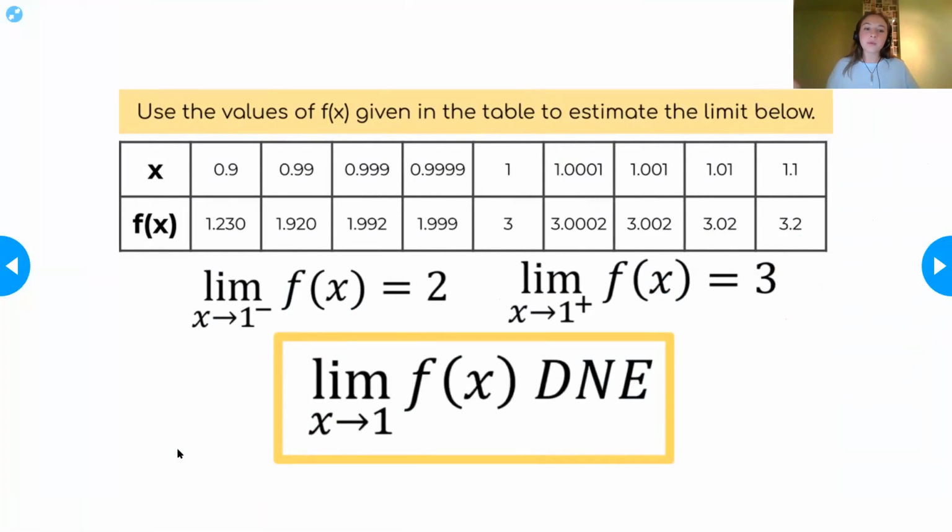So in conclusion, we know that our general limit as x approaches 1 of f of x does not exist because our left-hand limit is 2 and our right-hand limit is 3. And since the two are not equal, the general limit does not exist.